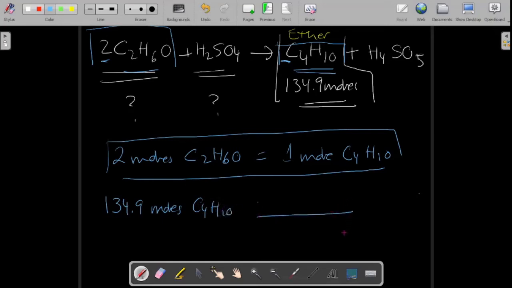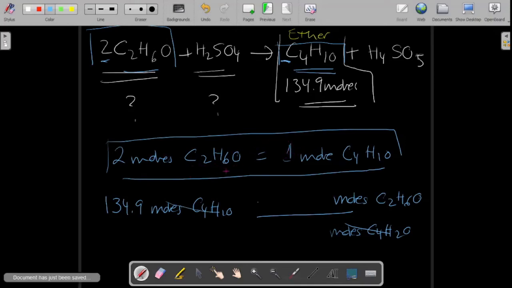I use my factor label method. I know that I don't want moles of ether. That's what they are giving me. What I want to know is how many moles of this reactant I'll need, so I'll put it at the top. This gets crossed out, you already know that. But then I need to make sure that I put the numbers in the right place. So where is this? This is here at the top, so the 2 goes at the top. And this right here, did I copy it wrong? No, it's supposed to be a 1. Okay, so the 1 goes at the bottom.